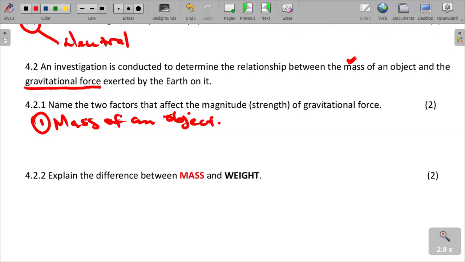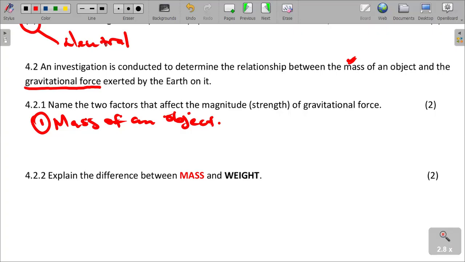For example, when we throw an iron solid ball in the atmosphere, the speed at which it falls to the ground is quicker than when we throw a piece of feather, because the feather has less weight, less mass. So the mass of an object affects the strength or the magnitude of the gravitational force.